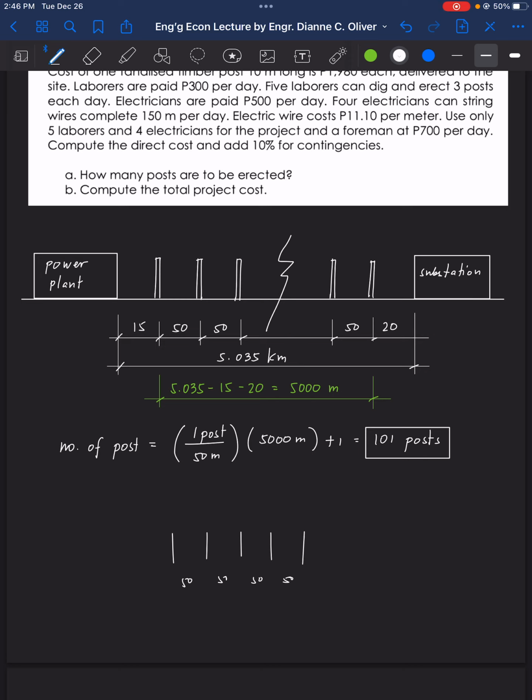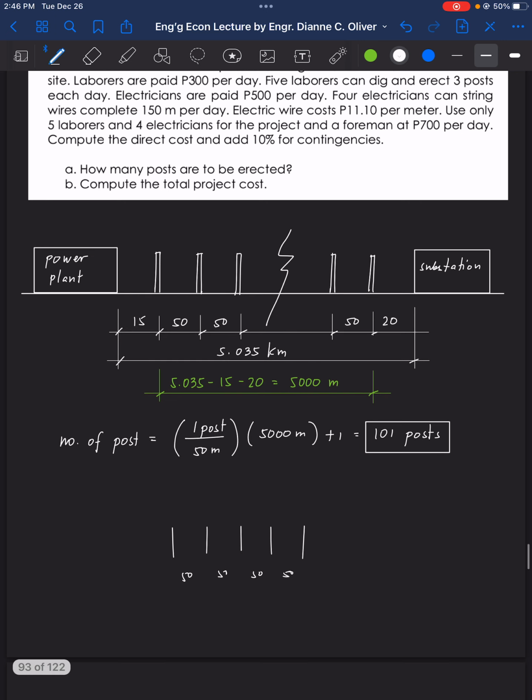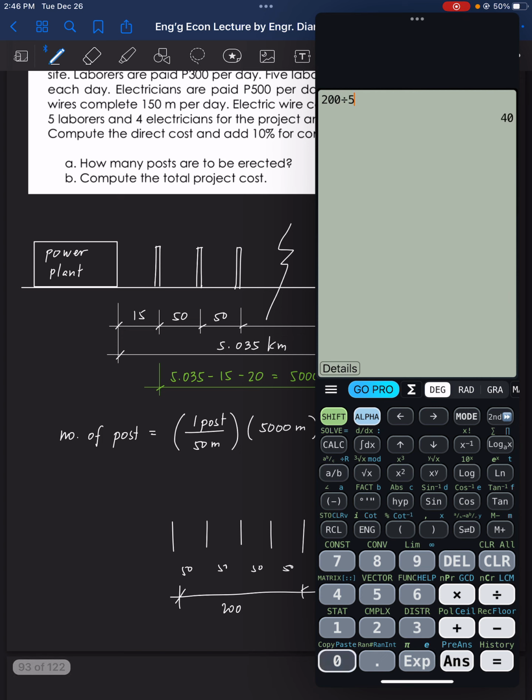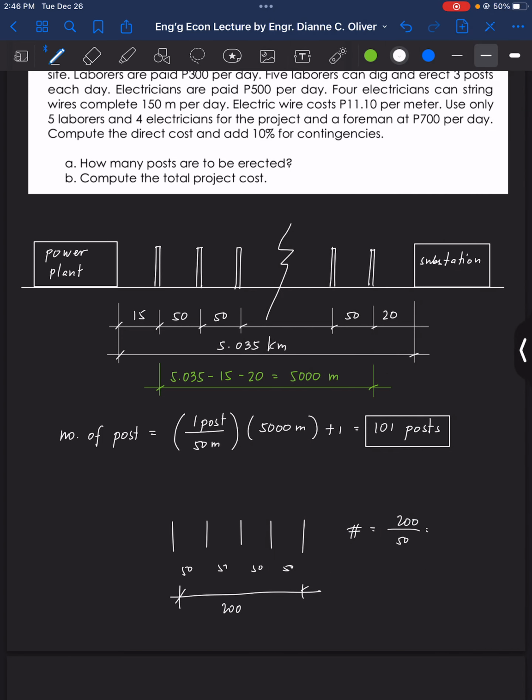So imagine there are 5 posts here, 50 meters apart, for a total of 200 meters. Therefore, if you determine the number of posts, that is 200 divided by 50. So what is 200 divided by 50? That is 4. And then you add 1 for the last post for a total of 5 posts. So that is 1, 2, 3, 4, 5. So there's actually 5 posts here.